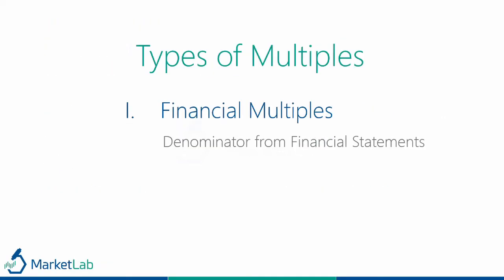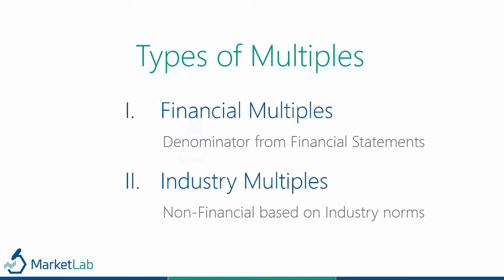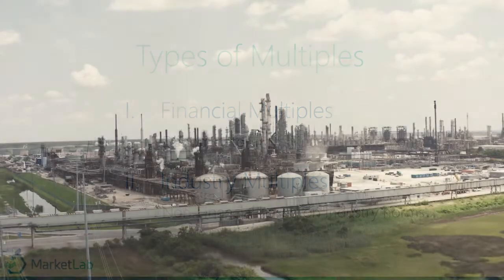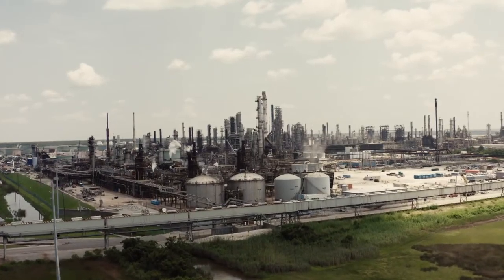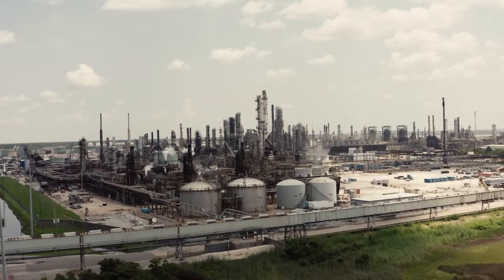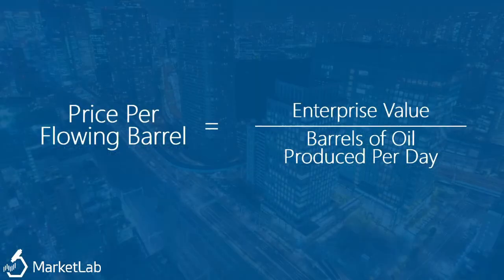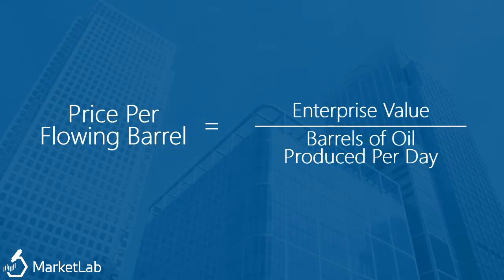Next are industry multiples. The idea here is that instead of a financial operating metric like earnings, the denominator is a non-financial metric, such as a production figure or customer base. For example, the oil and gas industry uses price per flowing barrel, which is essentially enterprise value divided by the number of barrels that the company produces per day.